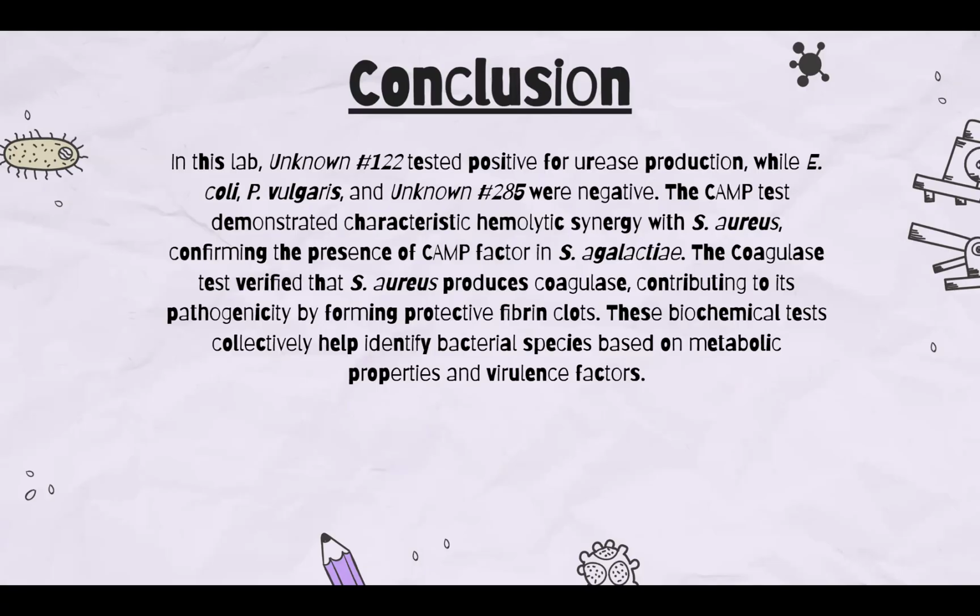In conclusion, in this lab, unknown number 122 tested positive for urease production, while E. coli, P. vulgaris, and unknown number 285 were negative. The CAMP test demonstrated characteristic hemolytic synergy with S. aureus, confirming the presence of CAMP factor and S. agalactiae. The coagulase test verified that S. aureus produces coagulase, contributing to its pathogenicity by forming protective fibrin clots. These biochemical tests collectively help identify bacterial species based on metabolic properties and virulence factors.